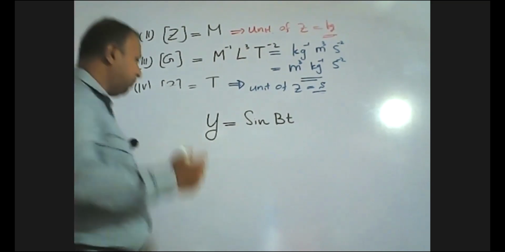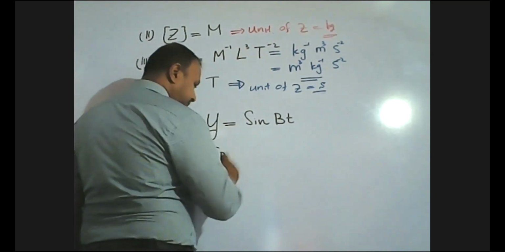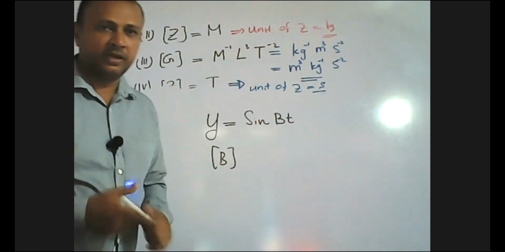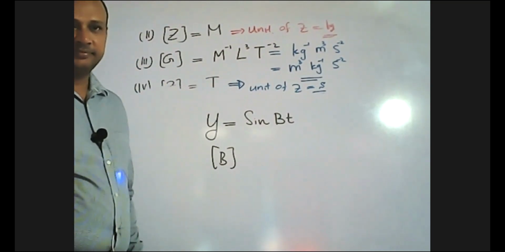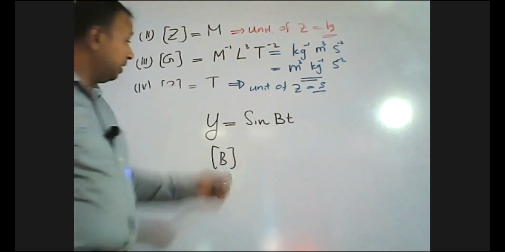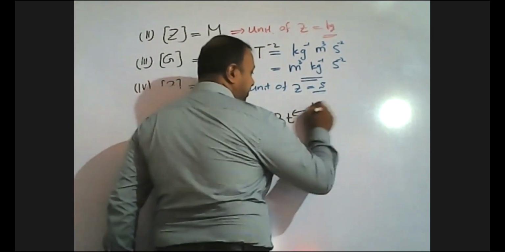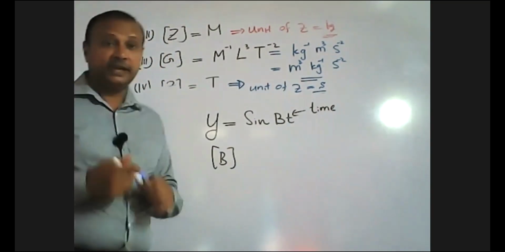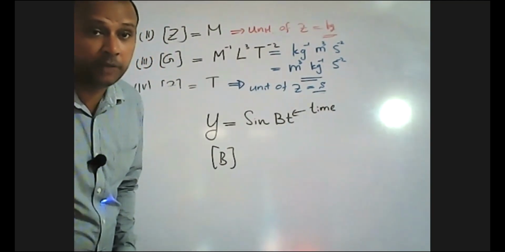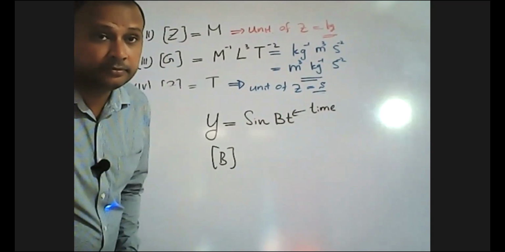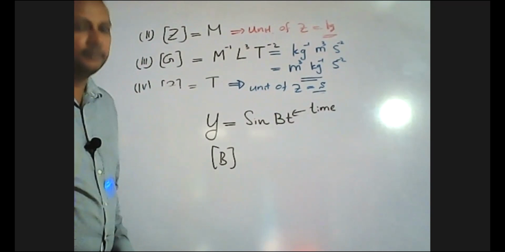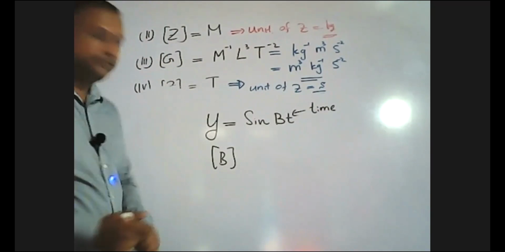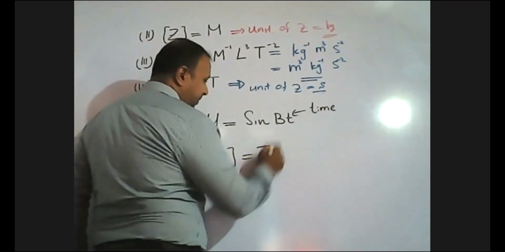So what is the dimension of B? Suppose T is a time. So if T is a time, what is the dimension of B? There is no dimension, sir, because it's sin B. So the dimension of B is T minus 1, no? Yes, sir. T minus 1.